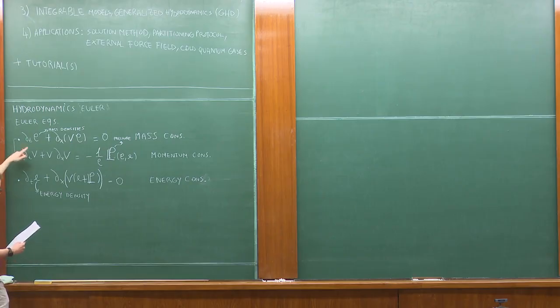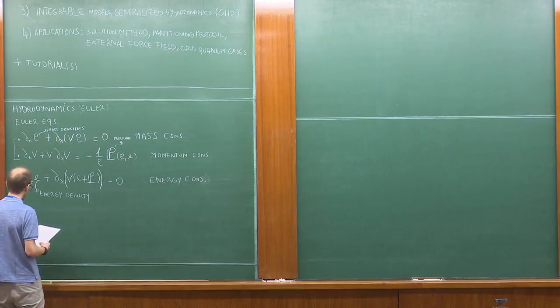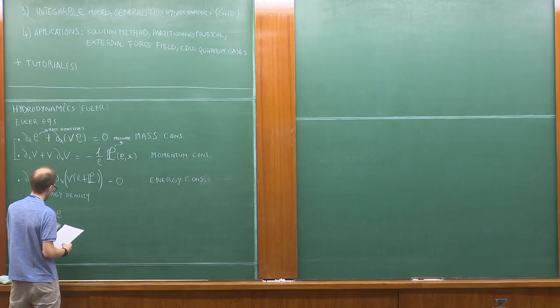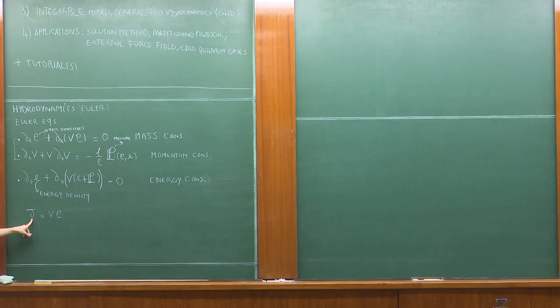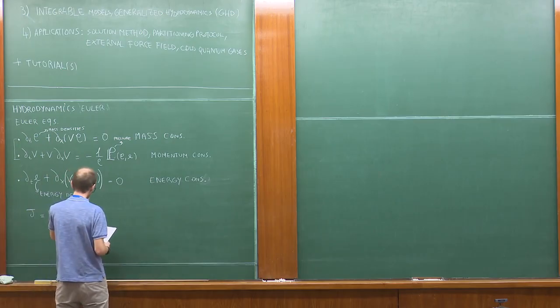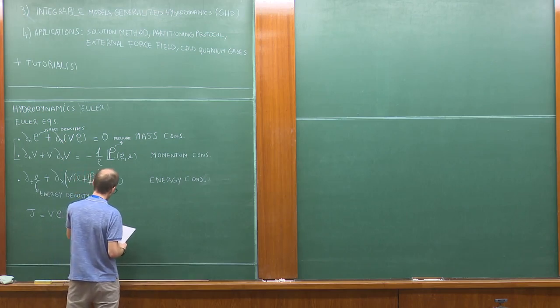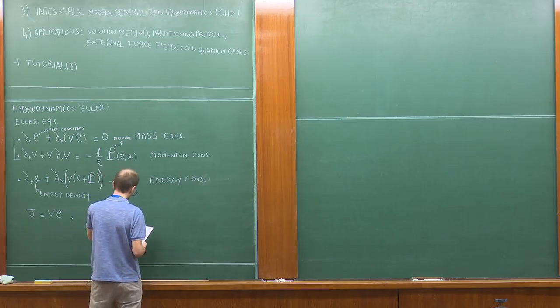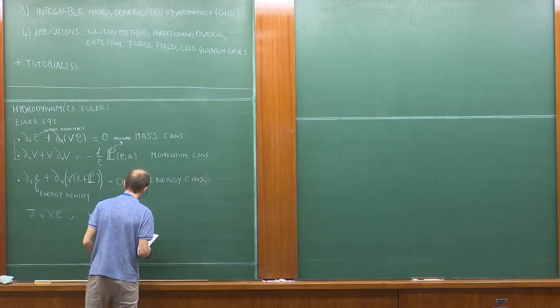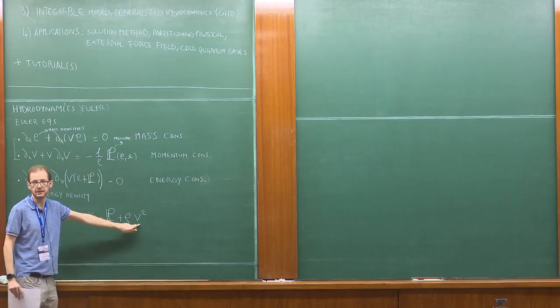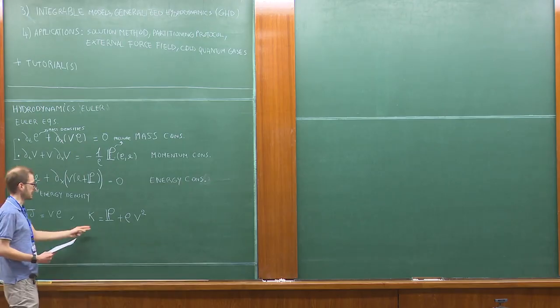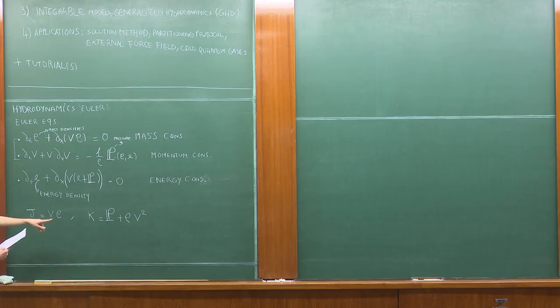Okay, then I want to show that if you take the first two equations, we can write them in a slightly more appealing form. We define J, which is V times rho. This is like the current of mass, because it's the mass density times the velocity of the fluid. And then we can define this object here, K, which is pressure plus density times velocity squared. So this is like a current, but of momentum. And if you use these two definitions, you can see that these two equations can be equivalently rewritten, same stuff.